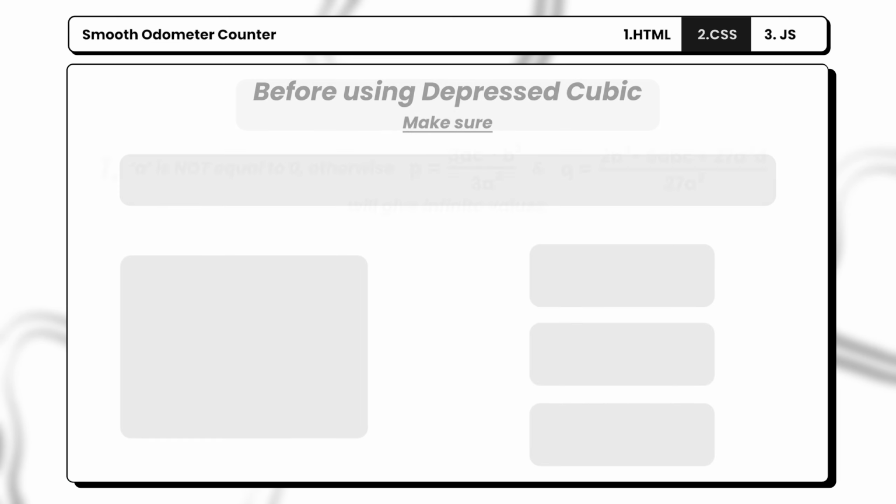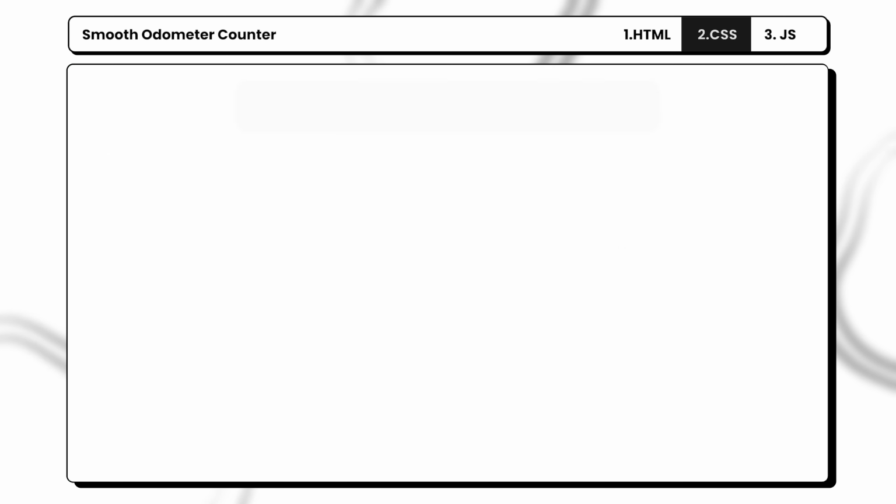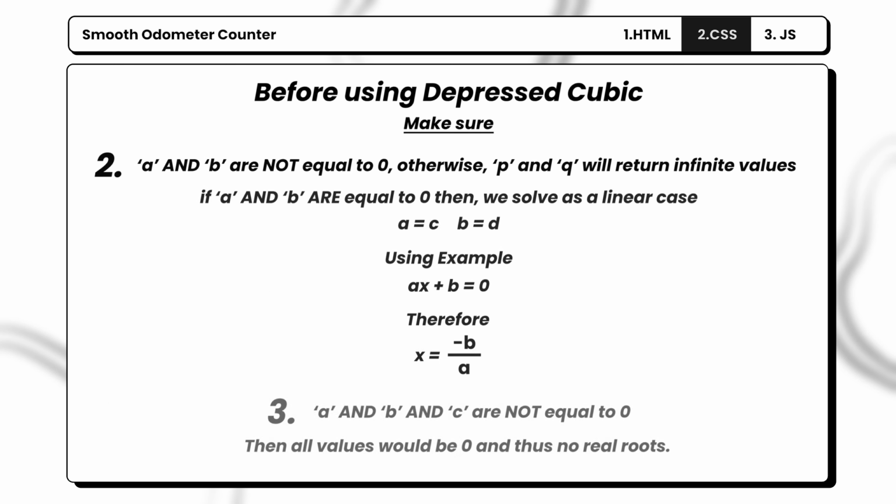But before we use the depressed cubic equation, we need to make sure a is not 0, otherwise p and q would give infinite values if we sub in a as 0. If a is 0, then it becomes a quadratic equation. Secondly, we need to make sure that both a and b are not equal to 0, and if they are, we solve as a linear equation where ax plus b equals 0. And thirdly, we need to make sure that a and b and c are not equal to 0, as all values would be 0 and thus no real roots.